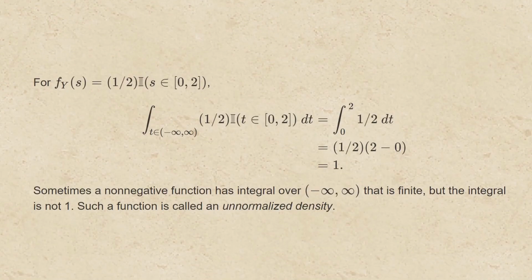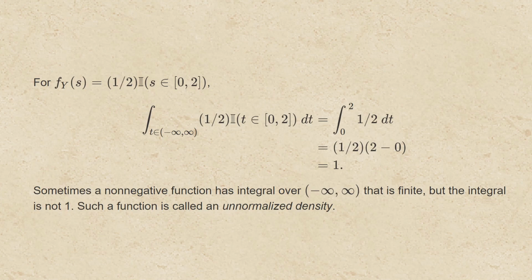Now, for f sub y of s equal to 1/2 times the indicator that s has to be from 0 to 2, we can find that using the integral as t goes from negative infinity to infinity of 1/2 times the indicator t runs from 0 to 2 of dt. Note that using t there instead of s, as was used earlier, is perfectly fine. I could have used any variable name in my integration. That, of course, using the indicator again to change the limits, is going to be the integral from 0 to 2 of 1/2, which is 1/2 times 2 minus 0, or just 1 again.